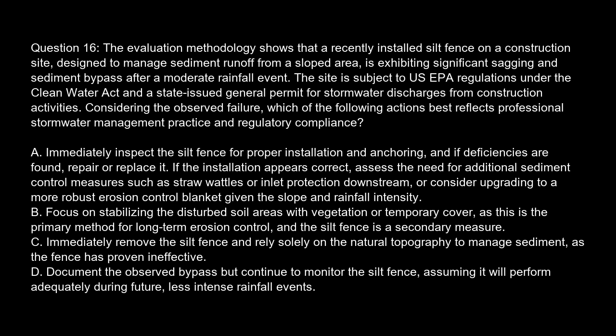Option B. Focus on stabilizing the disturbed soil areas with vegetation or temporary cover, as this is the primary method for long-term erosion control, and the silt fence is a secondary measure. Option C. Immediately remove the silt fence and rely solely on the natural topography to manage sediment, as the fence has proven ineffective. Option D. Document the observed bypass but continue to monitor the silt fence, assuming it will perform adequately during future, less intense rainfall events.